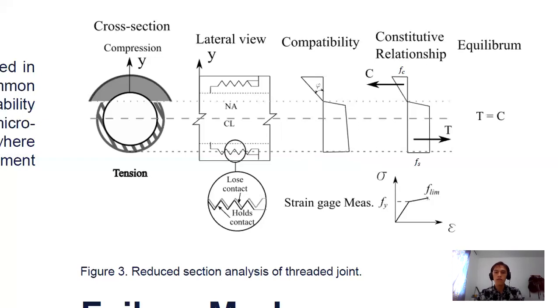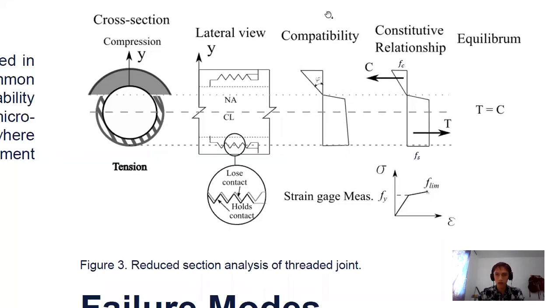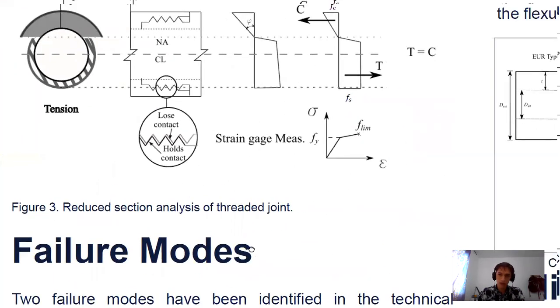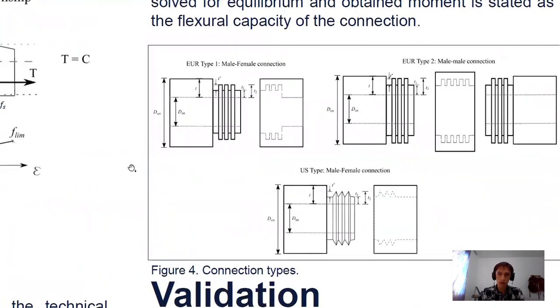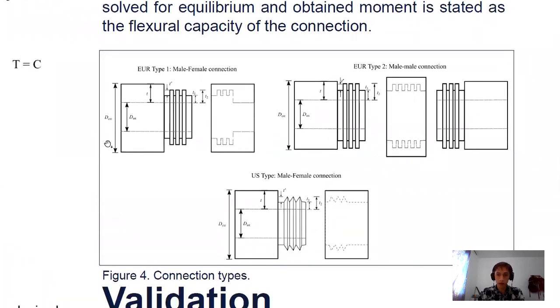But still, we can try to validate that methodology by comparing predictions made by means of these hypotheses with actual measurements. So Musselman did something like that in the past. The range of material and geometric properties and thread shape and size was so narrow that we can still cast doubts on the validity of this methodology.